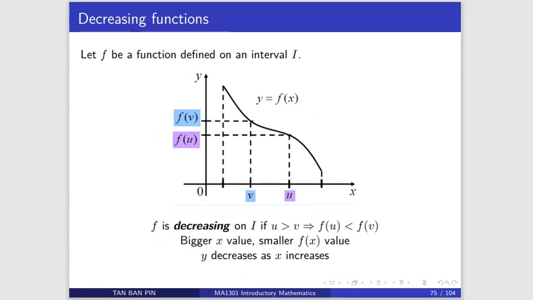For a decreasing function, it's the other way around. If you choose u more than v, then the function value at u is less than the function value at v. So bigger x value, smaller f(x) value, and we say y decreases as x increases. If you go from left to right, the curve is going down.